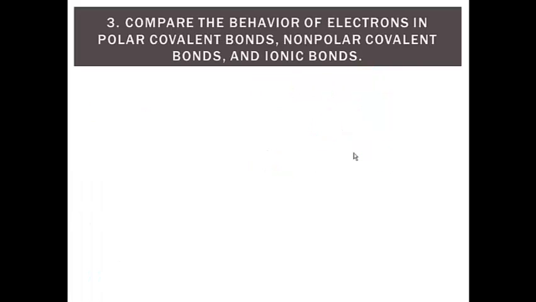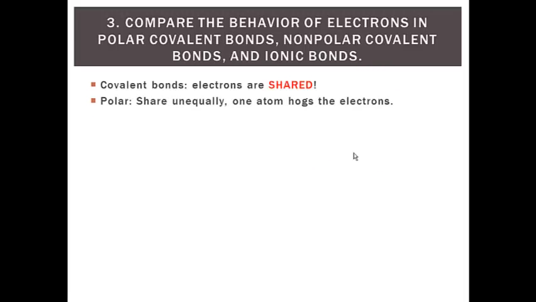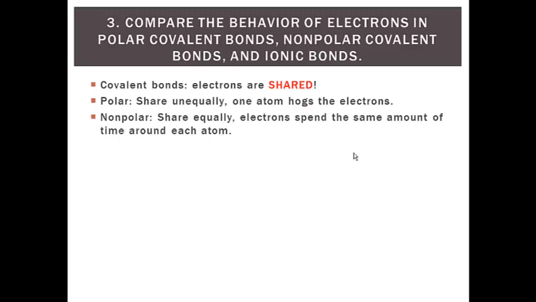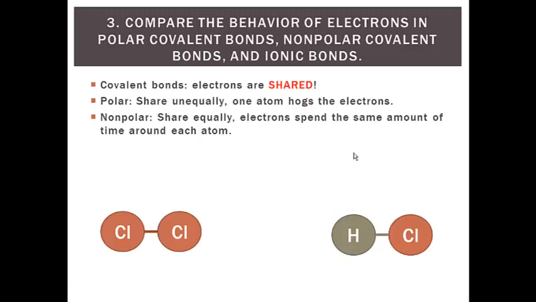Compare the behavior of electrons in polar and nonpolar covalent bonds. So covalent just means that electrons are shared. If we are nonpolar, that means that we are sharing equally. If we are polar, we are sharing unequally. An atom is going to hog the electrons. Nonpolar is where we would share equally, so the electrons spend the same amount of time with each atom.